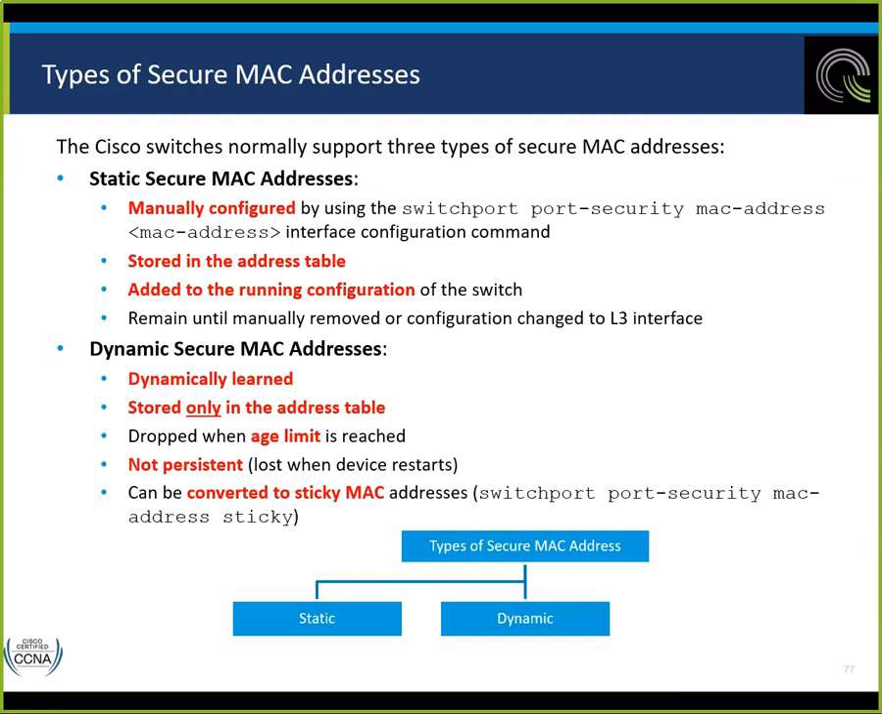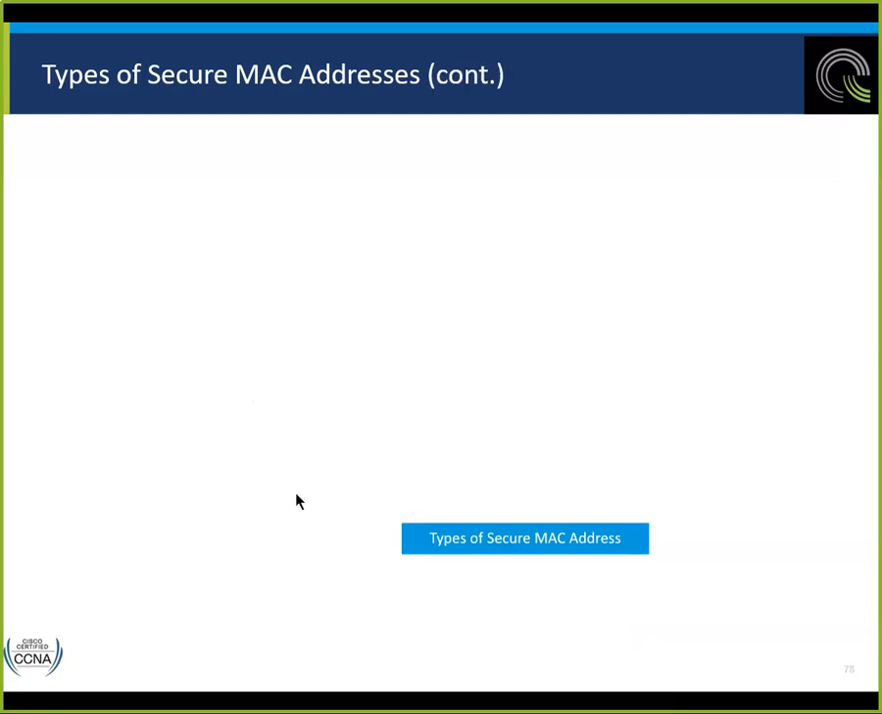They can be converted to sticky MAC addresses using the switchport port-security mac-address sticky command. Manually configured, we type them in. They're part of the running config file. In both of these, the sticky as well as the statics, in order to survive a reload, we've got to do a copy run start. We've got to copy the running configuration file into the startup configuration file.